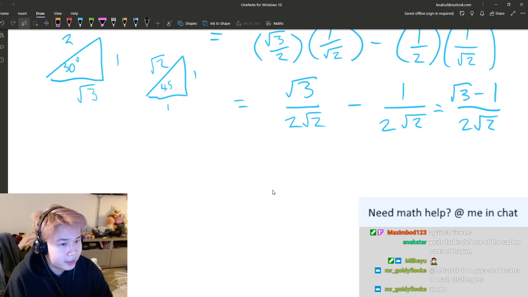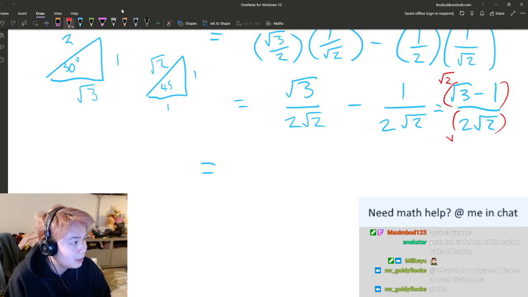And then I don't know if IB would prefer a rationalized denominator, but let me just do that real quick. So multiply the numerator by root 2. Multiply the denominator by root 2.